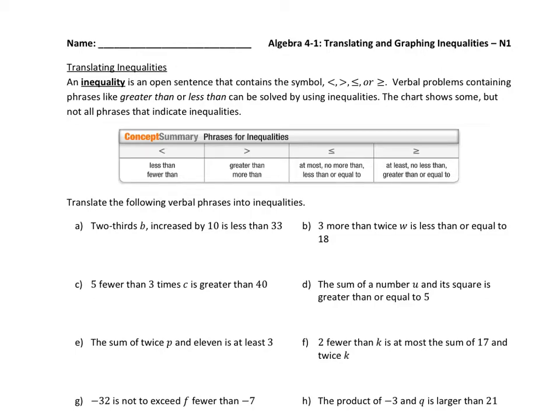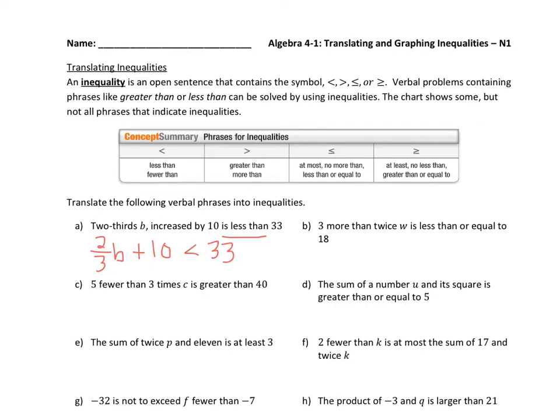So translate the following verbal phrases into inequalities. Letter A. 2/3 B increased by 10 is less than 33. So I have 2/3 B, which is just 2/3 times B, increased by 10, plus 10, is less than 33. There's the less than symbol and 33.